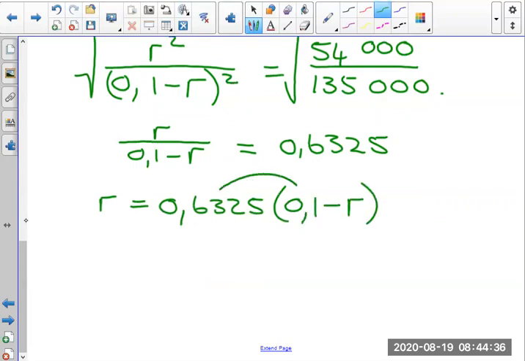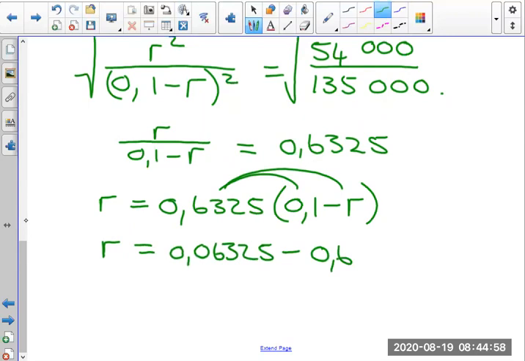Now I times this in. Okay. So I'm going to have r equals 0.63245 times 0.1. When I work that out, I get an answer of 0.06325, and then minus 0.6325r, as you can see there.